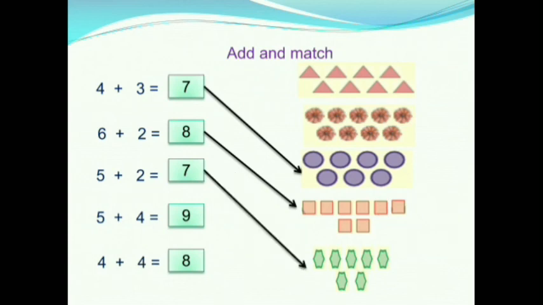The next sum is 9. Here which group has 9 objects? The group of flowers has 9 objects in it. So we will match it to 9. The next sum is 8. Here which group has 8 objects? The group of triangles has 8 objects in it. So we will match it to 8.